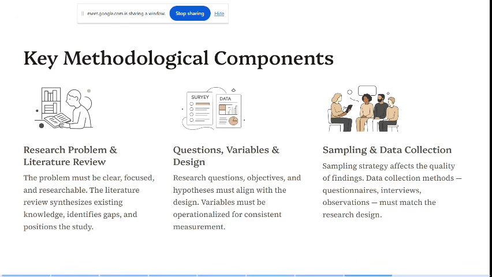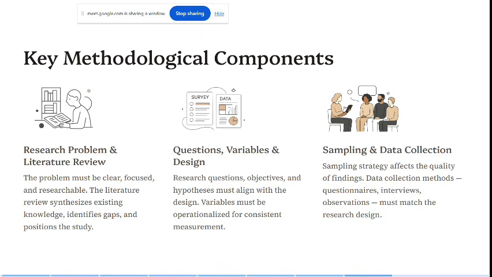So the next thing is questions, variables, and design. Each study should have research questions, objectives, and hypotheses, and the hypothesis must align with the design. Okay, so according to the research questions, we need to consider some variables, and variables must be operationalized for consistent measurements. Okay, and in future sessions, I will go through each of these steps, each of these processes, practically and theoretically, because most of the time, I know you don't know exactly what a question is, what variables are, what design is. Everything should be clear for you in the future sessions. So right now, only learn what the key methodological components are.